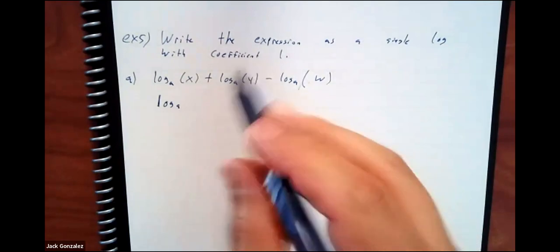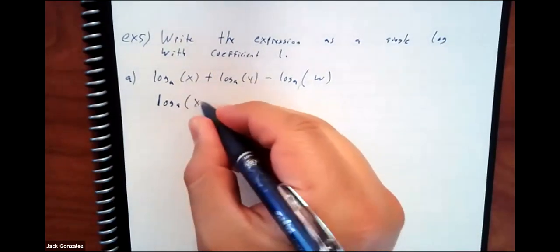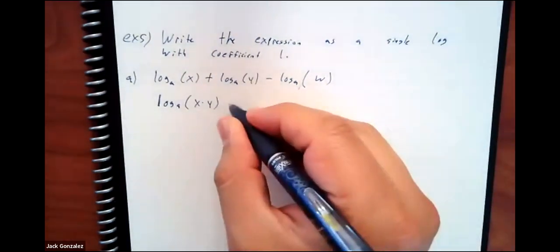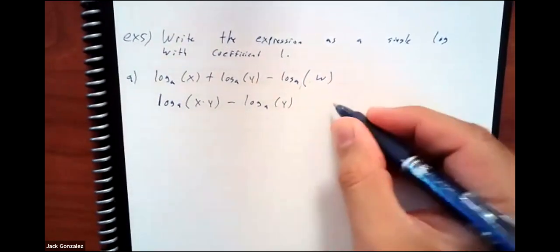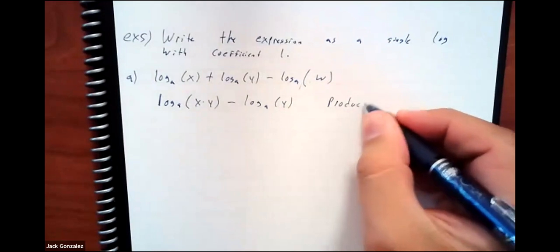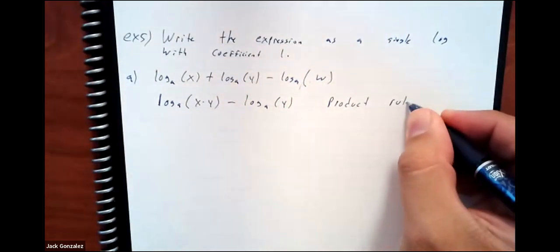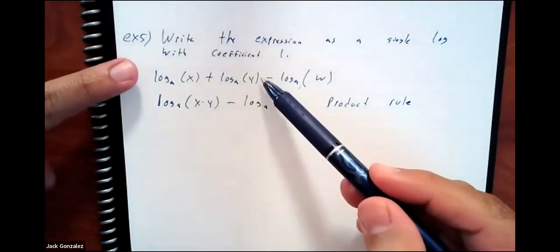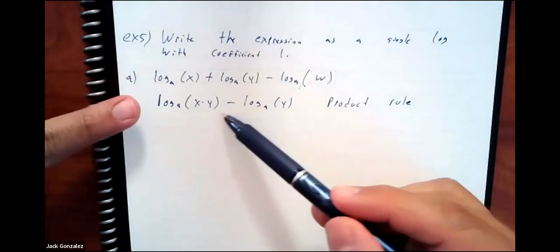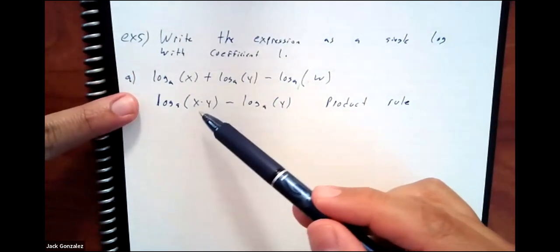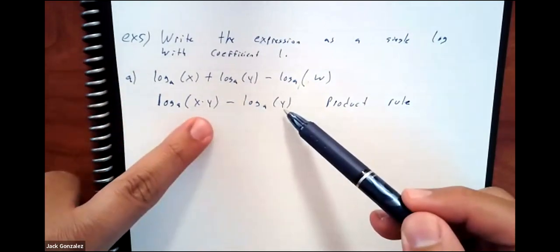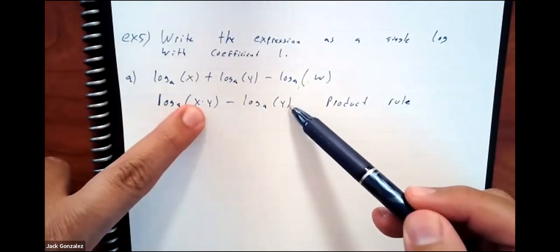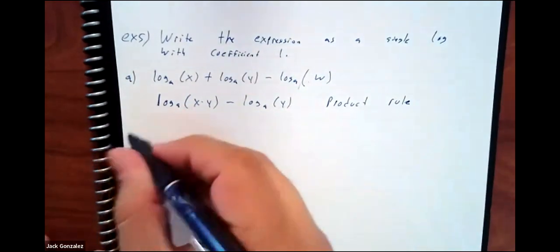So if you have a sum, this becomes a product. Do it in steps. We apply the product rule right here. Combine these two because they were plus, they turn into times. That's what the rule tells you to do. If you have a minus, then these will become fractions. This is the top and this is the bottom. On to the next step.